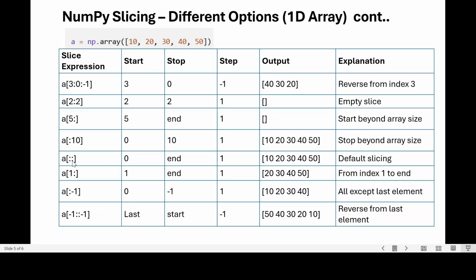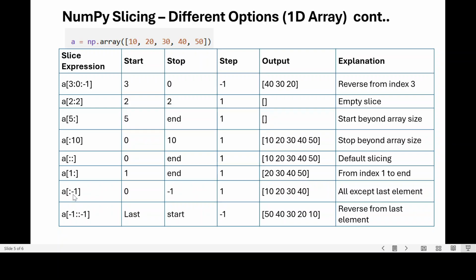The next expression a[::]. This is the default slicing expression. It returns every element of the array. So the output is 10, 20, 30, 40, 50. The next expression a[1:]. This slice starts from index 1 and continues until the end. So the output is 20, 30, 40, 50.